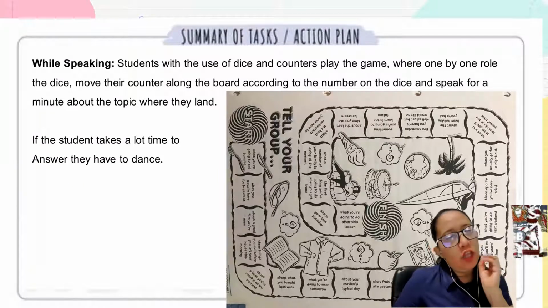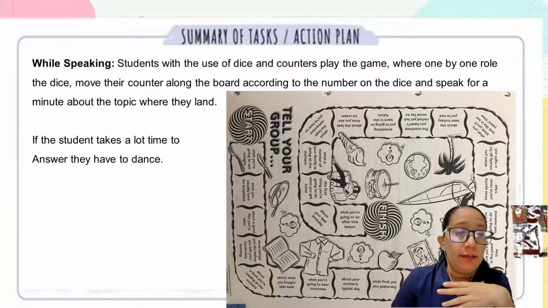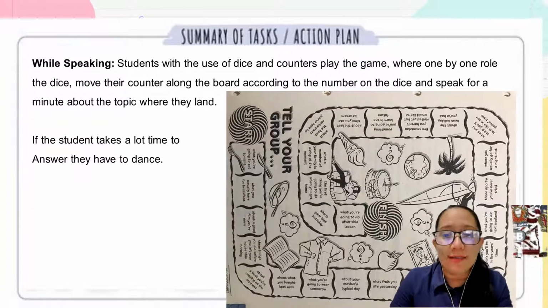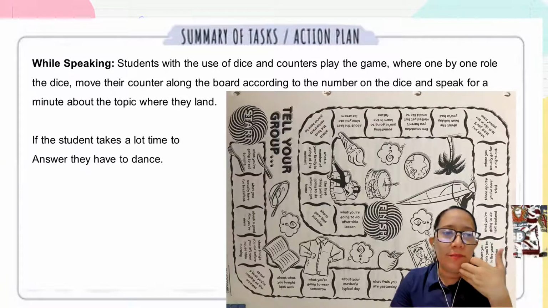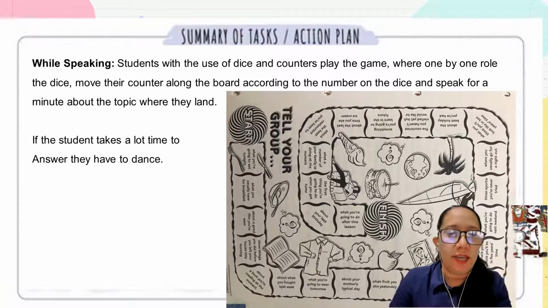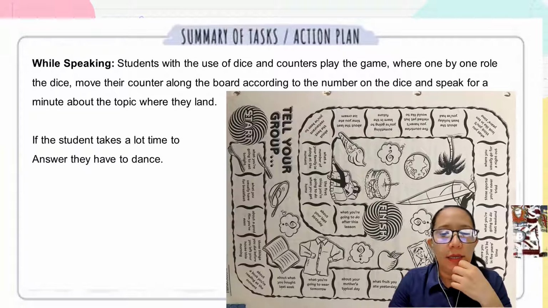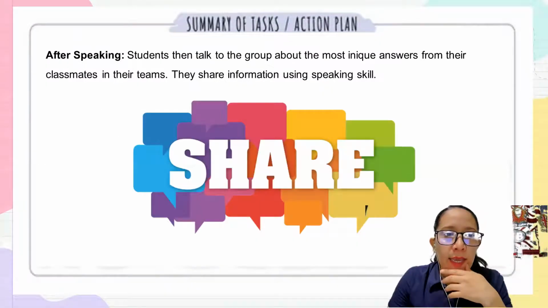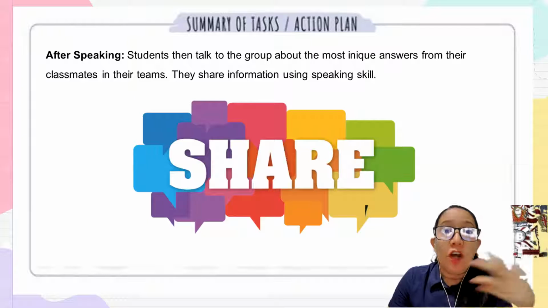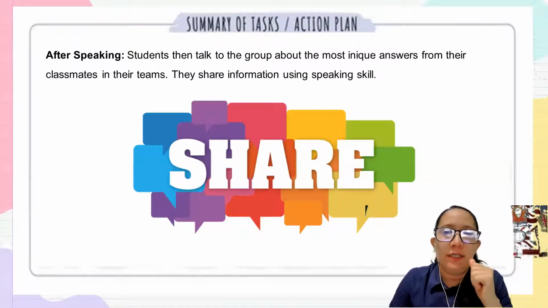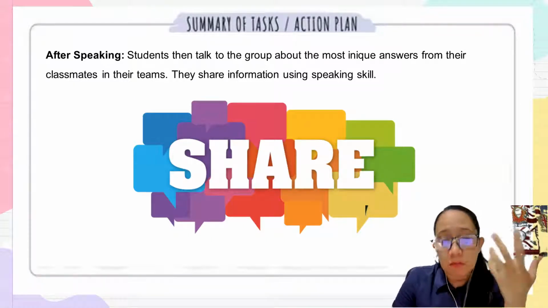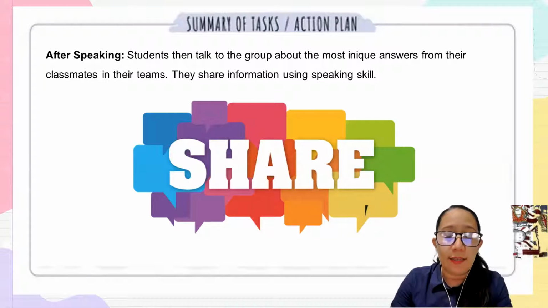If the students don't have anything to say, or they take a lot of time to give an answer, they can have some kind of extra activity like to dance or to speak about something they don't really like to talk about. That could be one activity to do. After speaking, students then talk to the group about the most unique answers from their classmates in their teams. They share information using, obviously, the speaking skill, and they continue speaking after the whole activity.